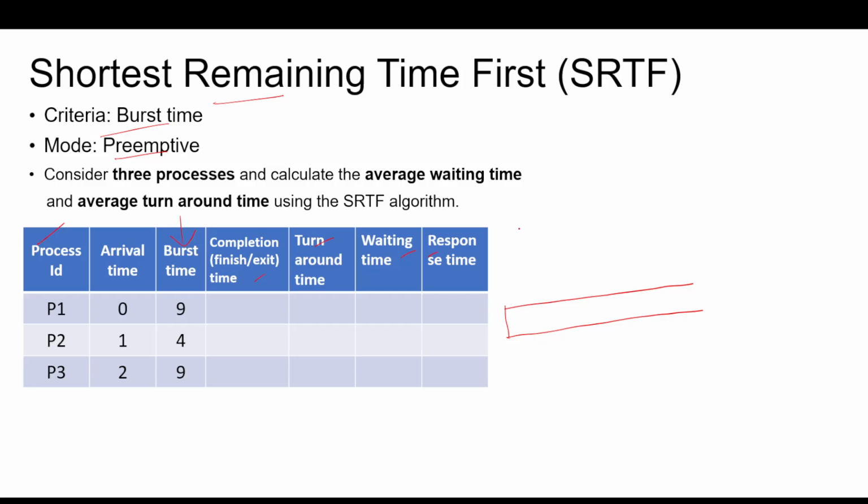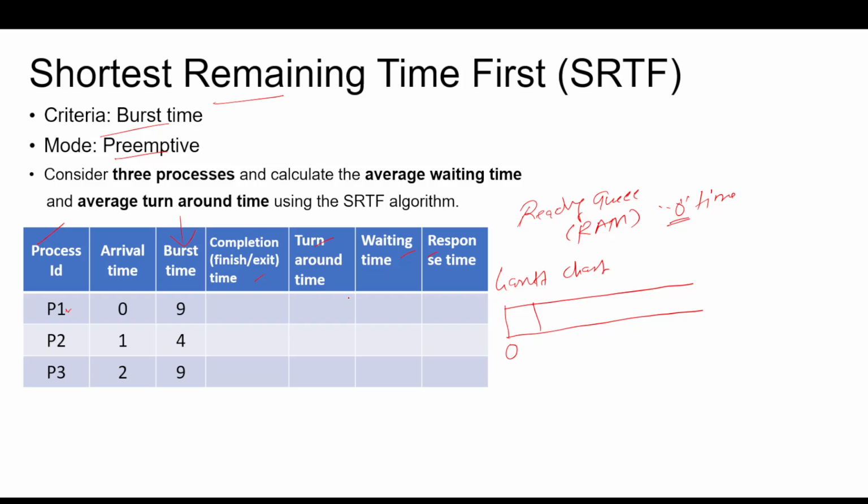Now we have to check initially whether any process has arrived in the ready queue, and as we know a ready queue is nothing but the RAM, where processes are arriving from the 0th time. So initially we have to check at time 0 whether any process has arrived in the RAM. Yes, you can see the P1 process has arrived in the RAM at the 0th time. So this is our Gantt chart.